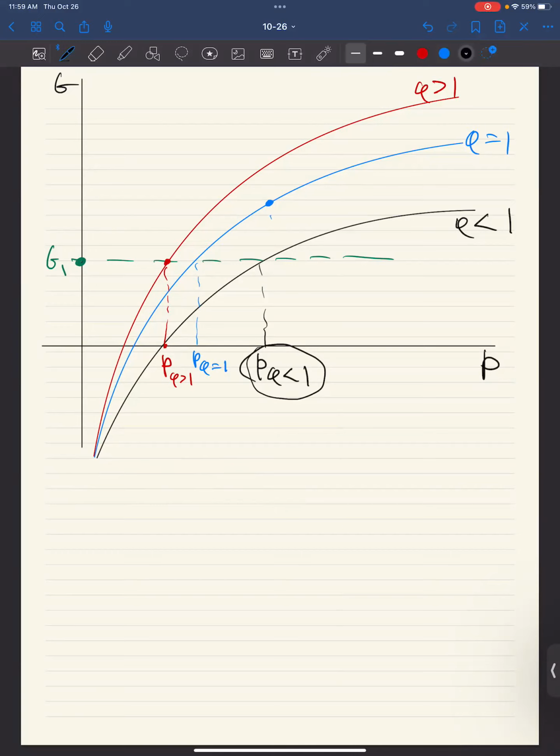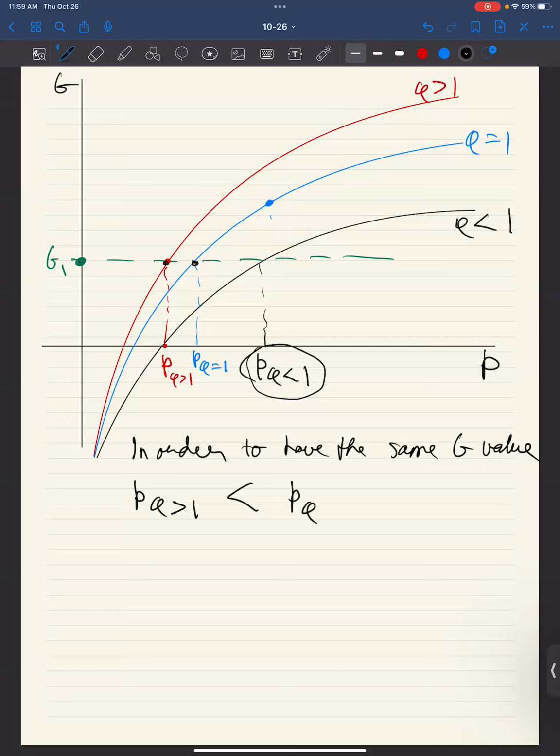So, okay, let's go through it carefully. In order to get the same free energy, and I will write it down so next time I don't miss it. I don't think you can find these details in most books. Books just state this and don't prove it carefully. In order to have the same G value, P for phi more than one is smaller than P for phi equal to one, which is smaller than P for phi less than one.